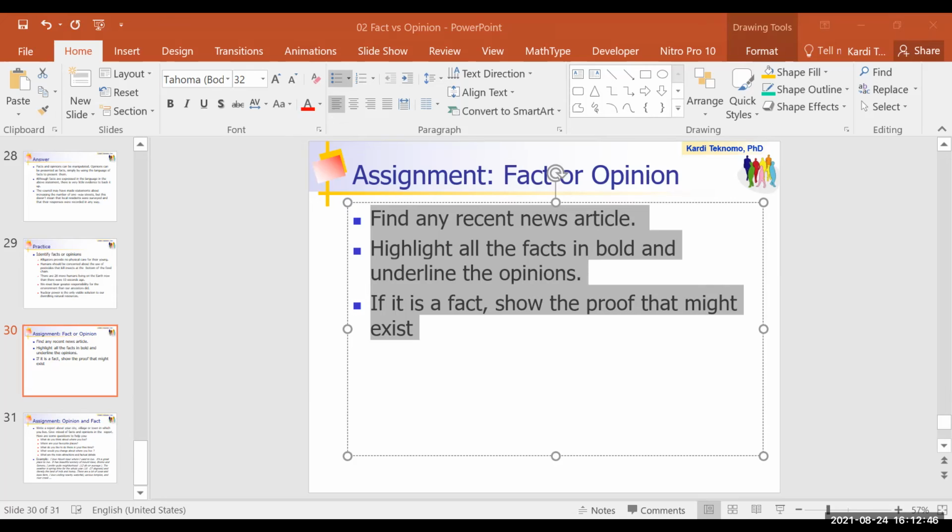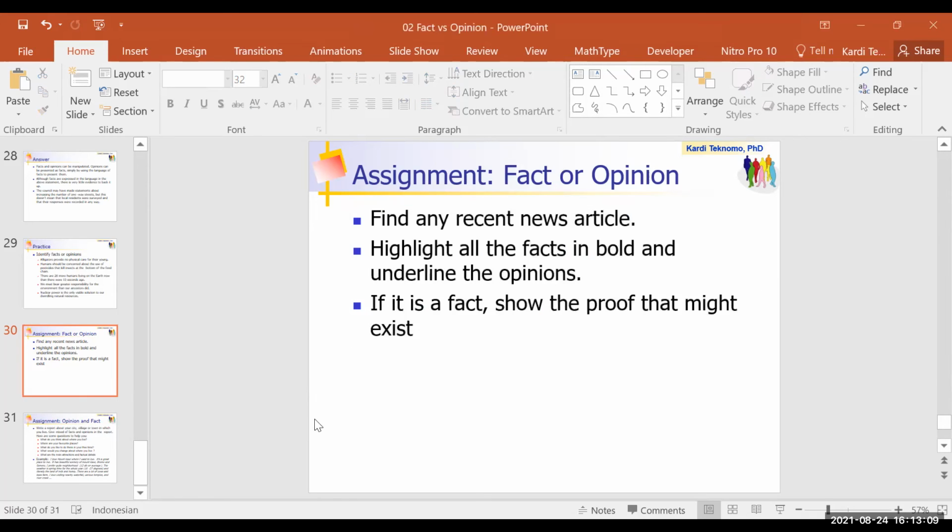Sir, is there any minimum number of facts or opinions in the article? You decide. Okay, sir. Minimum is 1. So I give you the assignment just to practice.